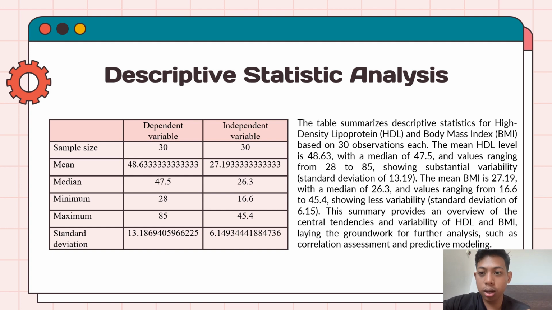So the minimum is 28. How do we search for a minimum? We need to sort from the smaller to the bigger. Then the smallest is 28 for BMI, and for HDL 60.6. The maximum is 85, then 45.4. For the standard deviation, it is 30.18 for BMI. Then for the other variable, which is HDL, it is 6.1493.